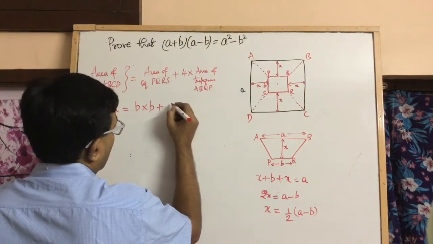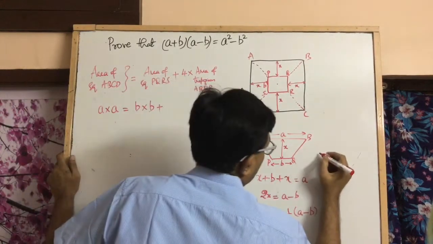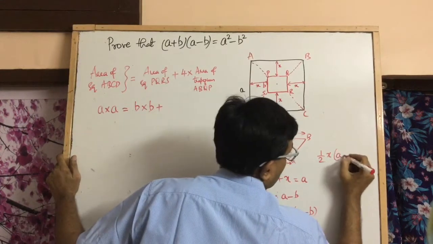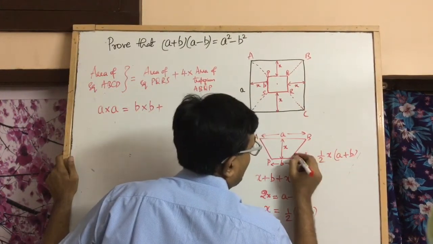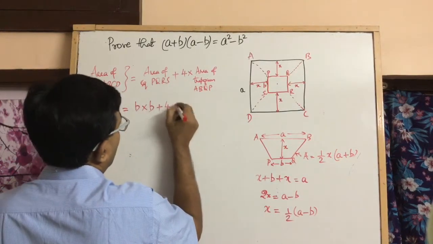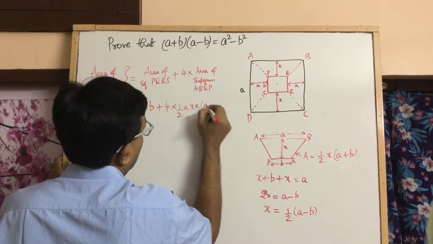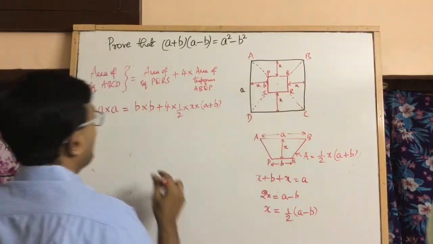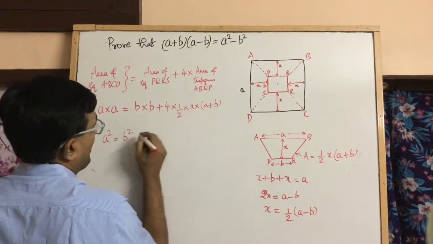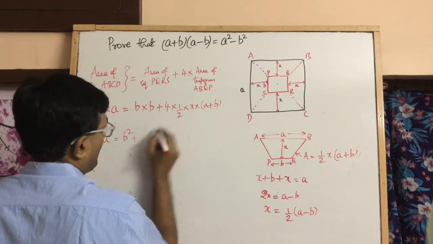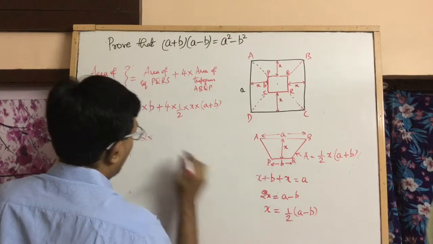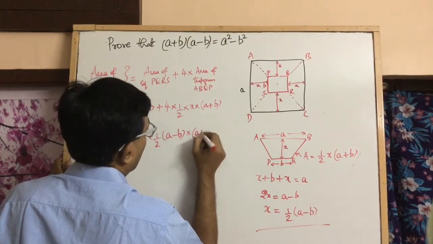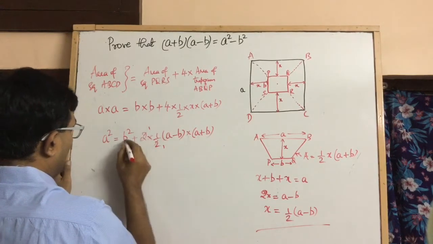The area of this trapezium is half the distance between the parallel sides, which is x, into the sum of the lengths of the parallel sides, which is a plus b. But there are 4 such identical trapeziums, so 4 times half of x into a plus b, right? There are 4 such identical trapeziums, 1, 2, 3, 4. So this means a squared is equal to b squared plus, 4 divided by 2 is 2, times x, which is half of a minus b, times a plus b, and this 2 and that 2 will get cancelled, right?